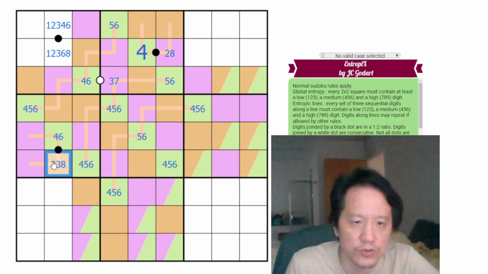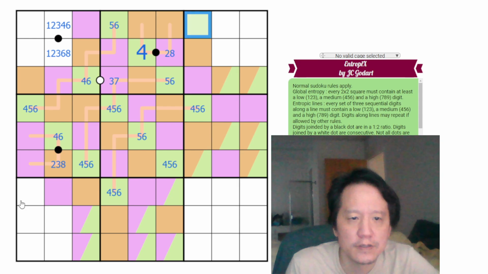So this is orange, orange. So this has to be pink. This is pink, pink, so this has to be orange. Which means that's green, and that's green.